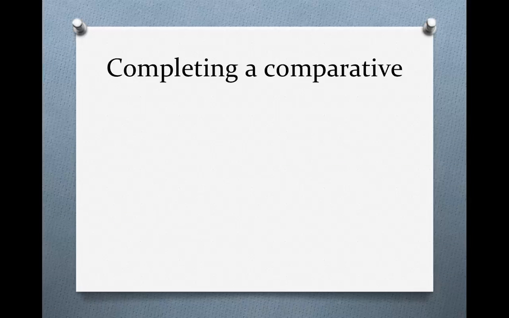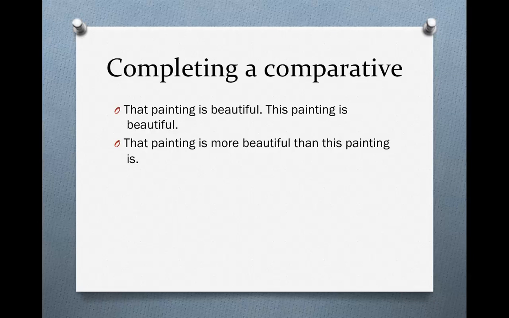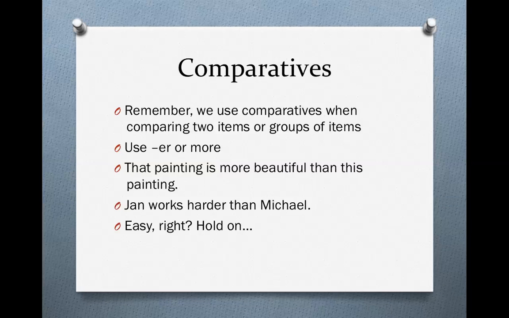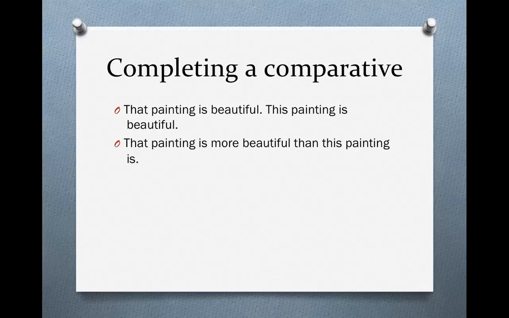We're going to talk in this video about completing a comparative. So we go back to that sentence about the paintings. That painting is beautiful, and this painting is beautiful. But that painting is more beautiful than this painting is. Do you notice what I did? In the previous sentence, I said that painting is more beautiful than this painting. But in this sentence, I added the verb is to the end. You don't have to, it's optional, but sometimes we do in English.